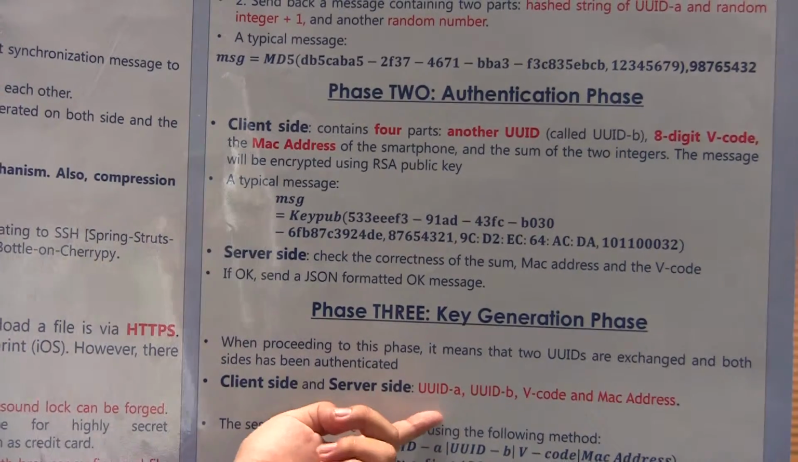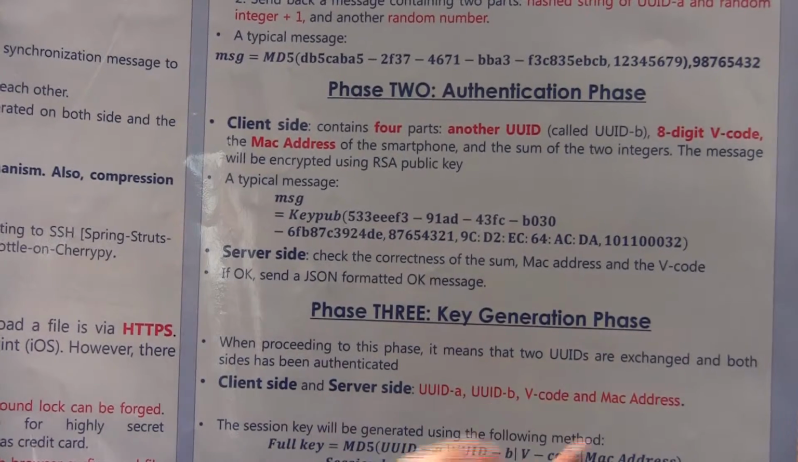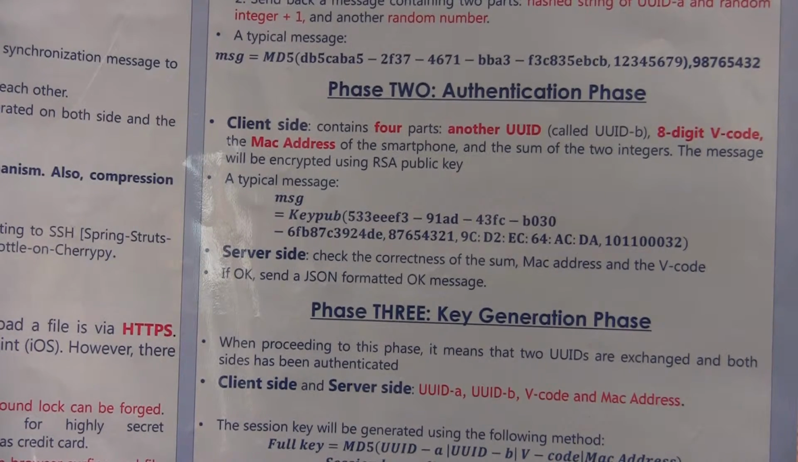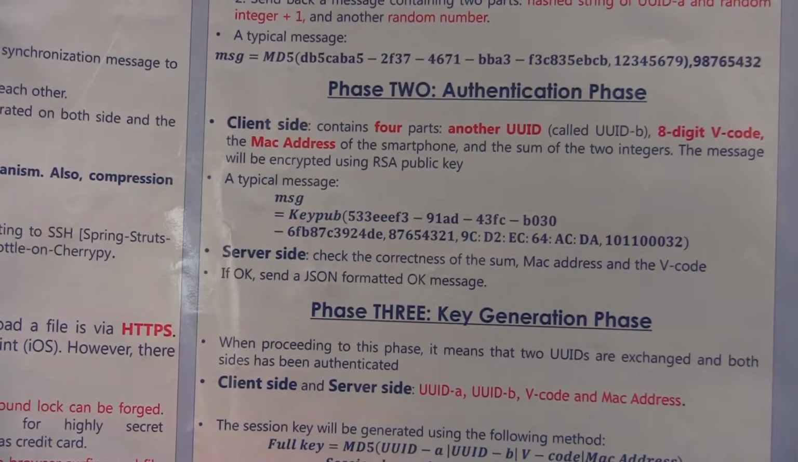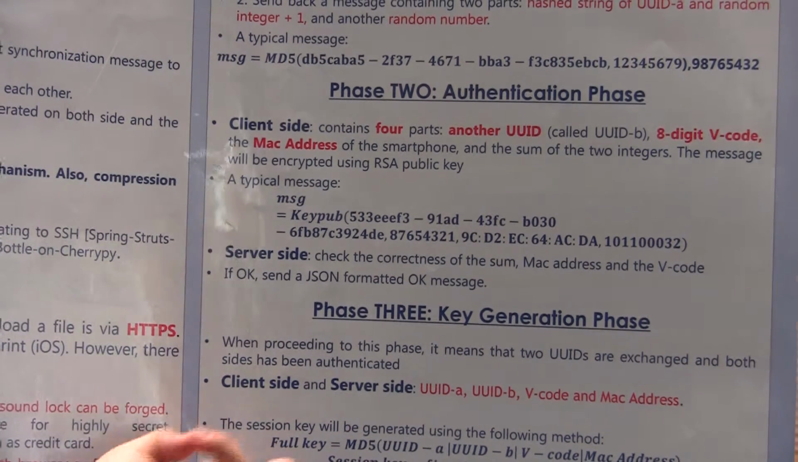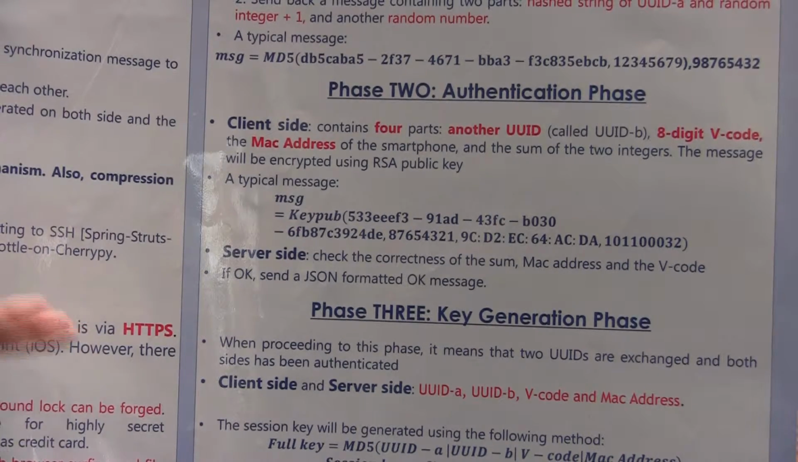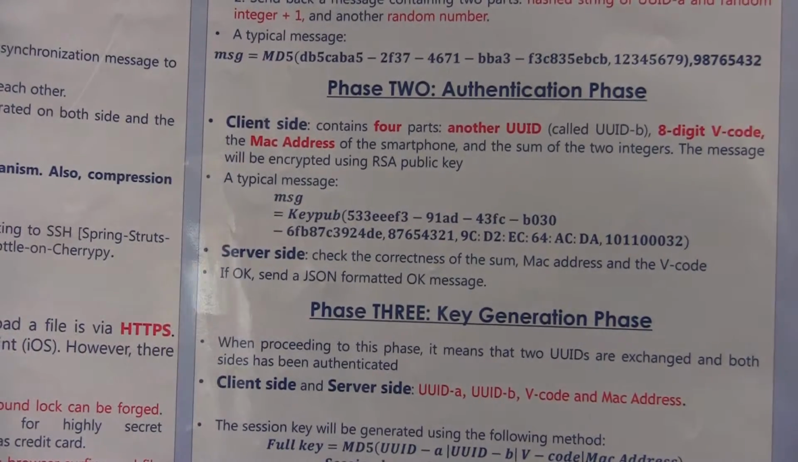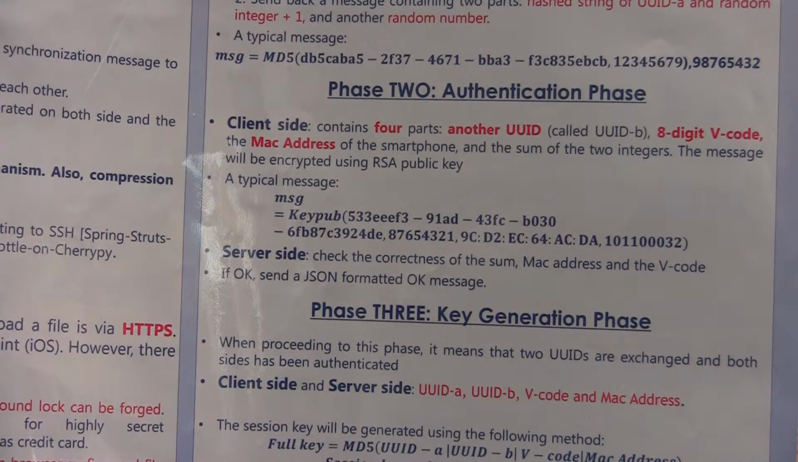Notice that the UID-A, UID-B, V code, and MAC address are consistent on both sides. So now both the client side and server side will generate their key independently using the MD5 hash algorithm. The session key will be the whole 128 bits of the hashed result. This will then be fed into the AES algorithm, and our file will be encrypted using AES and uploaded to the server.